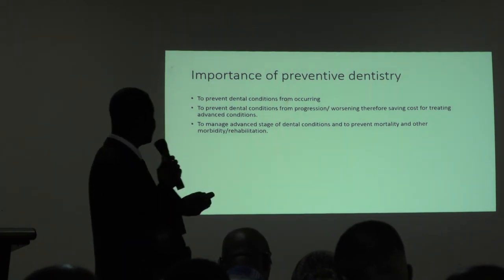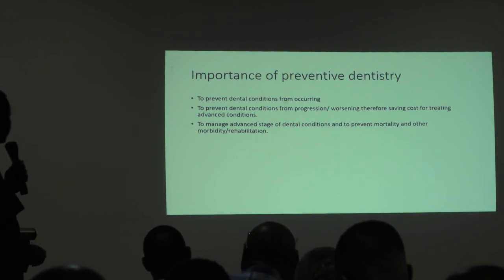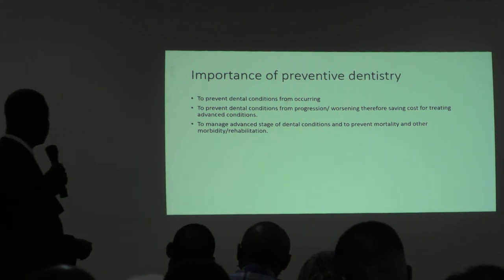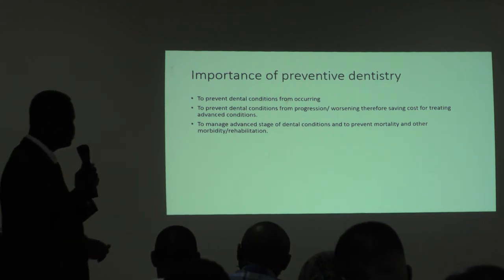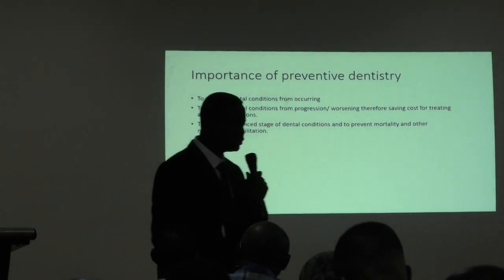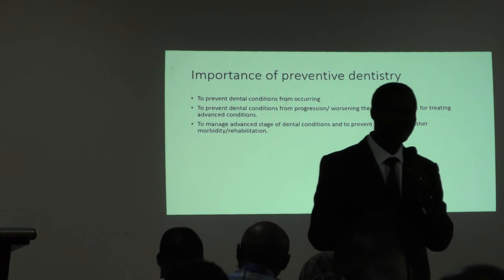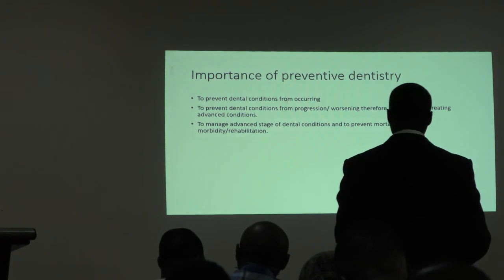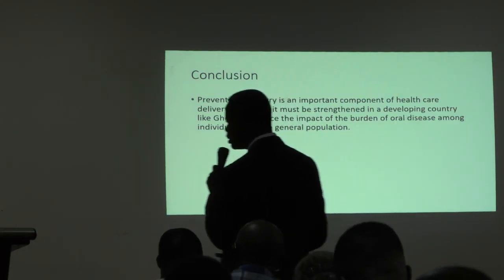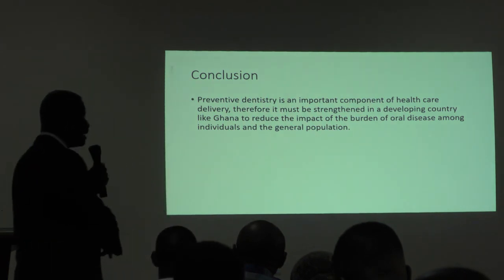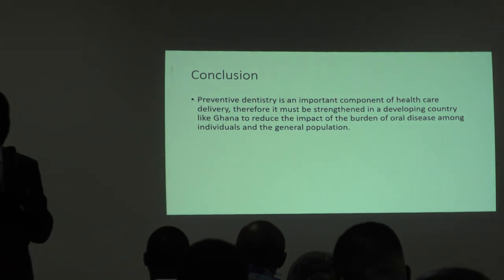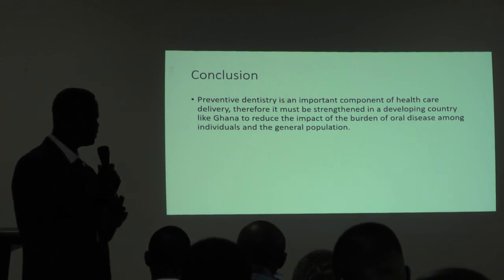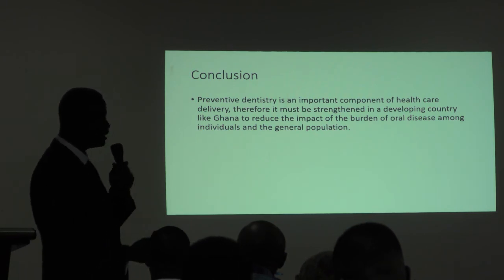So the importance of preventive dentistry is to prevent dental conditions from occurring. Again, to prevent progression or worsening of the condition. And again, to manage disease. So the stages of the condition, once it gets to stability, you rehabilitate. Like we talked about all those rehabilitation methods, replacement of the teeth and all those things. So basically that is all about preventive dentistry. It cuts across all aspects of dentistry and what we do to prevent those diseases from coming, or once they come, to prevent them from progressing to the next stage.